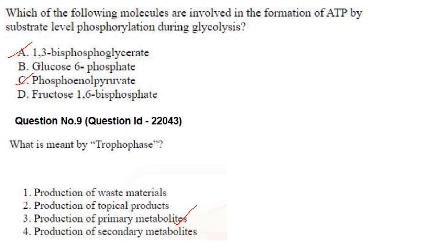Then what is the next question? What is meant by tropophase? So tropophase is the phase at which primary metabolites are produced. That is called the tropophase. So here production of primary metabolites, that is option 3, is correct.